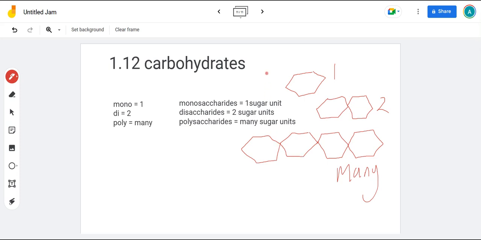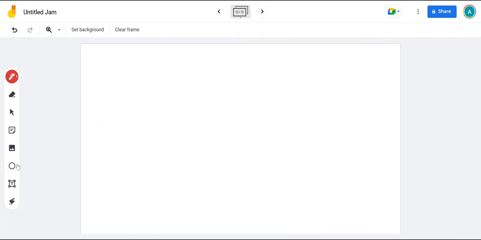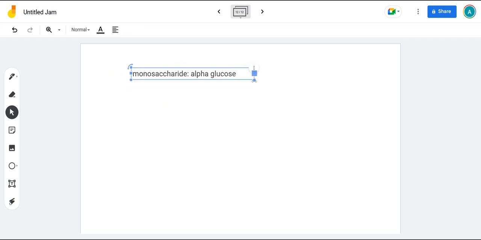So let's have a look first of all at glucose. Glucose is a monosaccharide that you need to know about. It's actually alpha glucose. There's two types of glucose, alpha glucose and beta glucose, and the one that you need to be able to draw is alpha glucose, but you do need to know the difference between alpha and beta as well. So let's start off with alpha glucose.